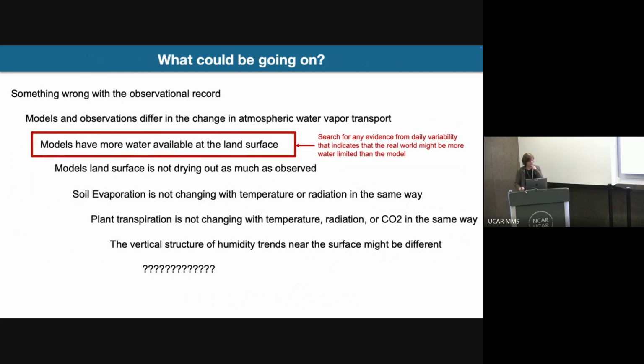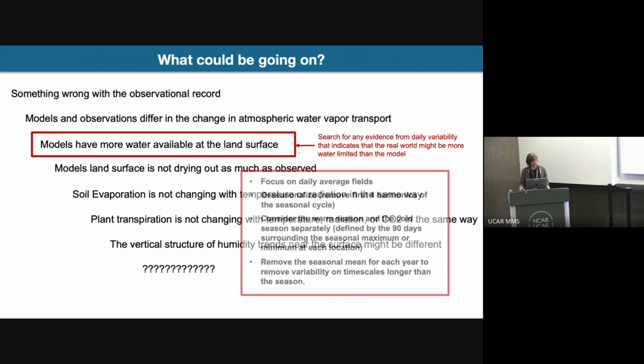So what I've been trying to do is search for any evidence of a discrepancy using daily variability. I'm going to focus on daily average fields and deseasonalize. Then I'm going to consider the warm and the cold seasons separately, and also remove the seasonal mean for each year. So we're removing low frequency variability and long-term trends, and focusing in on the sub-seasonal variability.